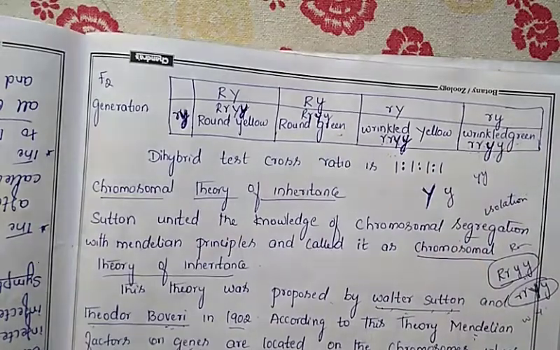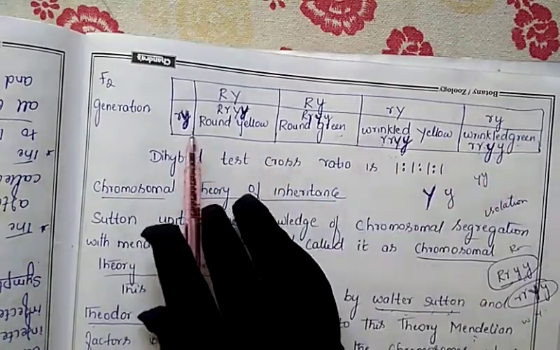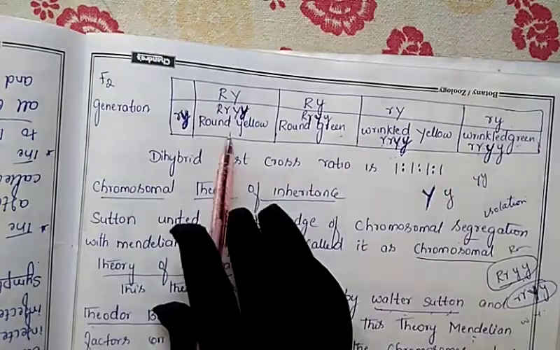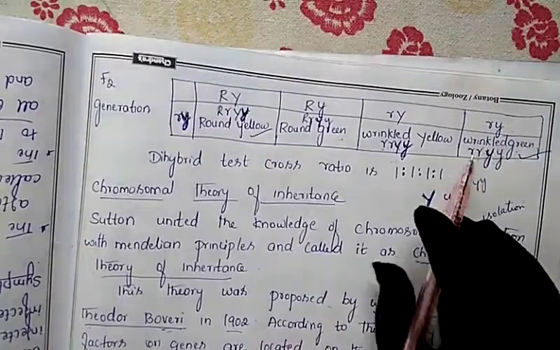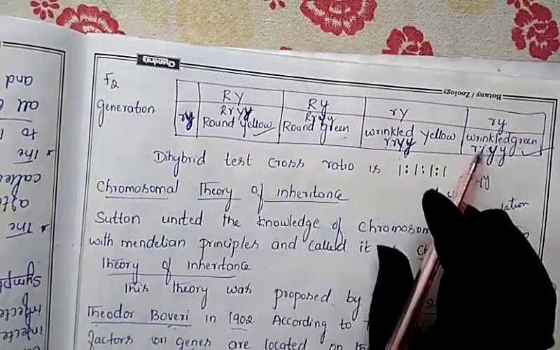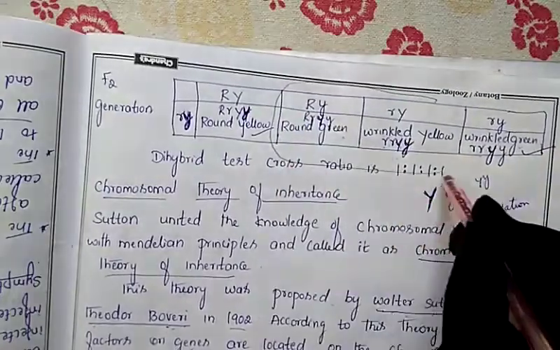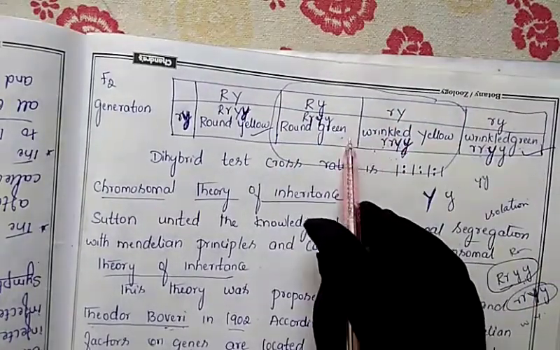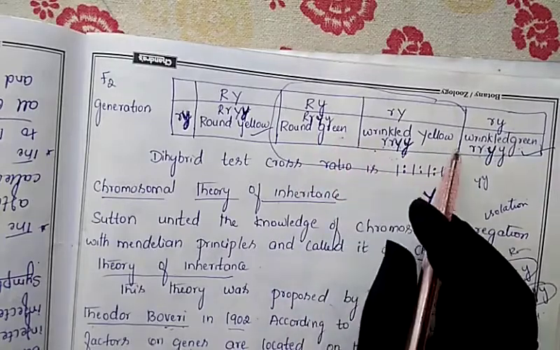So which color will you get here? The green color will appear. In this manner, we will get four different types. Among them, round yellow is one parent character and wrinkled green is one parent character. But the other two characters that appear here are the new characters that have appeared in the offspring, round green and wrinkled yellow.